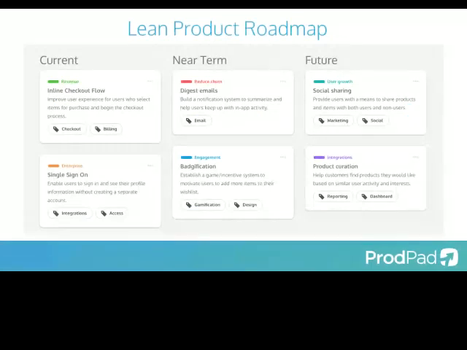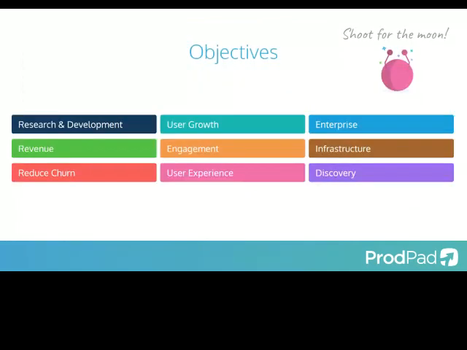Each card in your ProdPad roadmap represents an area of focus or a problem to be solved, and each can be connected to objectives. These are your company objectives as tracked in ProdPad. You might call these KPIs or OKRs or simply objectives, but these are the ones that we use because we're a SaaS company, but yours might be different, so those are completely configurable.